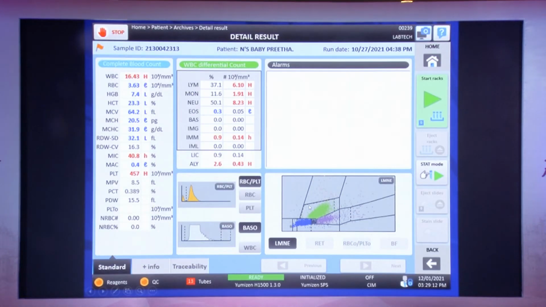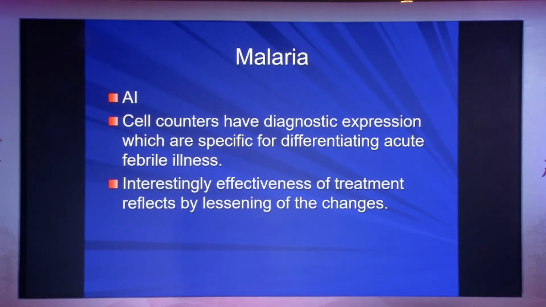So, when you have acute febrile illness, whether it's sepsis, dengue, whether it is rickettsial infection, and I don't have to go about malaria because Dr. Dharap has already mentioned about malaria.